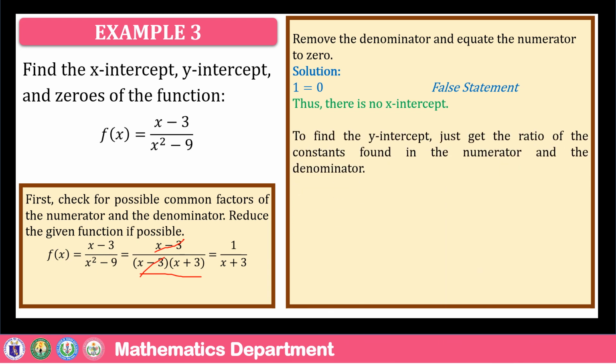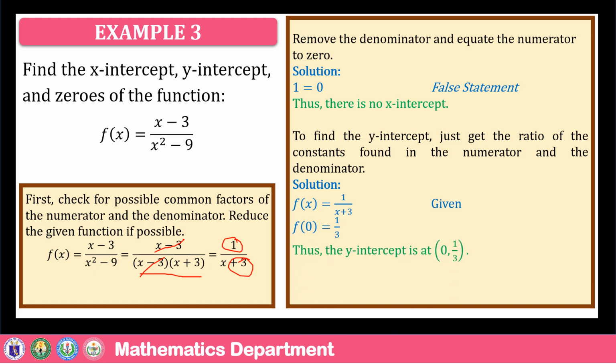Para naman sa ating y-intercept, ratio lamang ng ating constants ang ating kukuhanin. So in this case, ang ating constant dito ay yung 1 at saka yung positive 3. So pag kinuha natin yung ratio ng dalawang numbers na yan, that will give us 1/3. Thus, the y-intercept is at (0, 1/3). There are no zeros for this particular function since wala tayong x-intercept na nakuha dito.